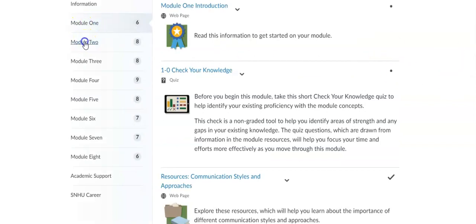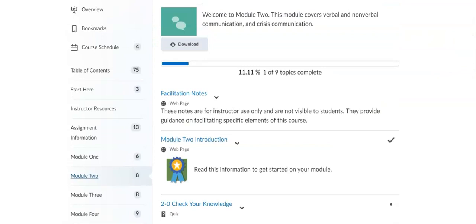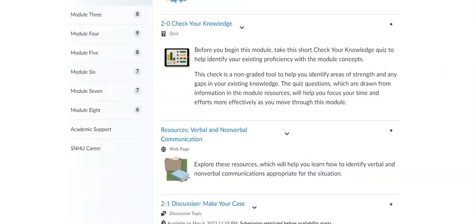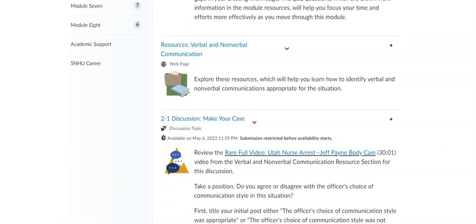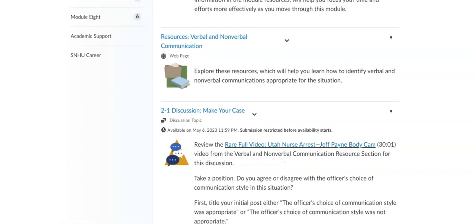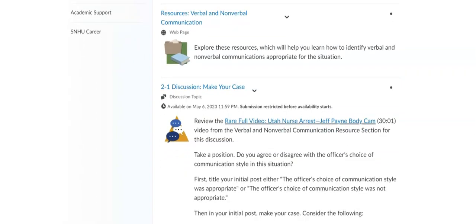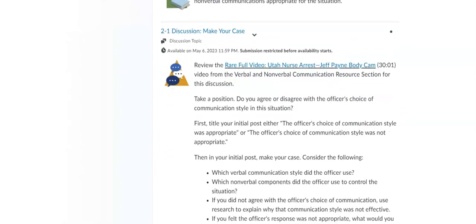So there's that. Oh, that's module 1. Let's go back to module 2. I apologize. And we are again in module 2. All right, you have a check your knowledge quiz. Make sure you attack those. They're very good reminders to see where you're at. Your resources here, they're excellent. Make sure you take advantage of those.